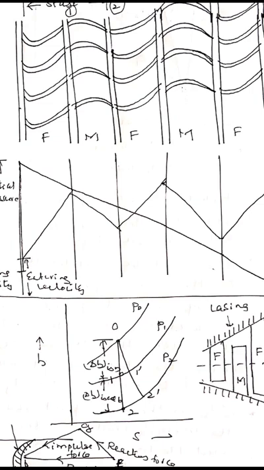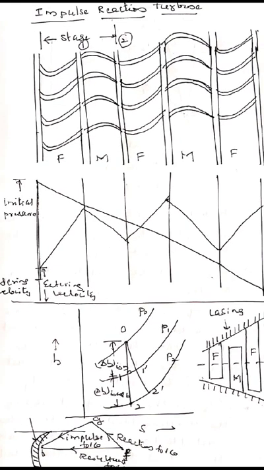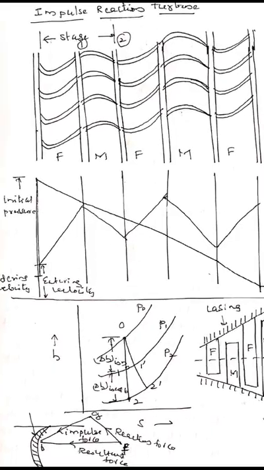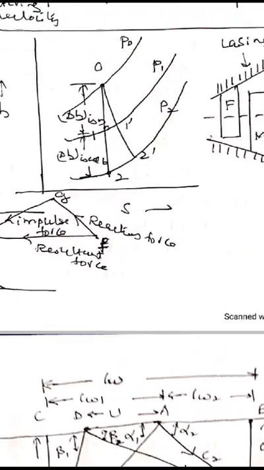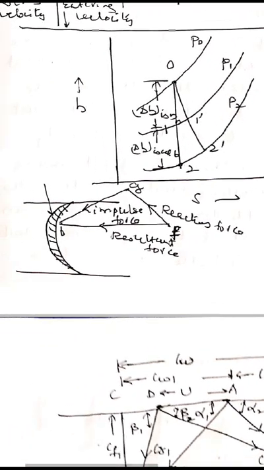Thus, the force acting on the moving blades is the vector sum of the impulse force and the reaction force. You can see this is the impulse force from the impulse turbine, and the reaction force from the reaction turbine, and this is the resultant force acting on the blades.